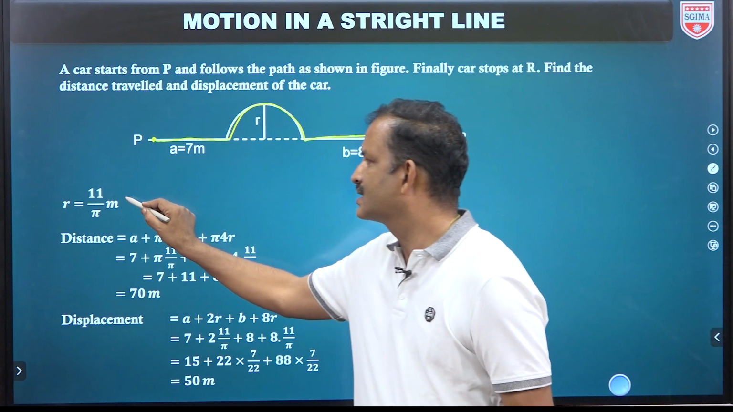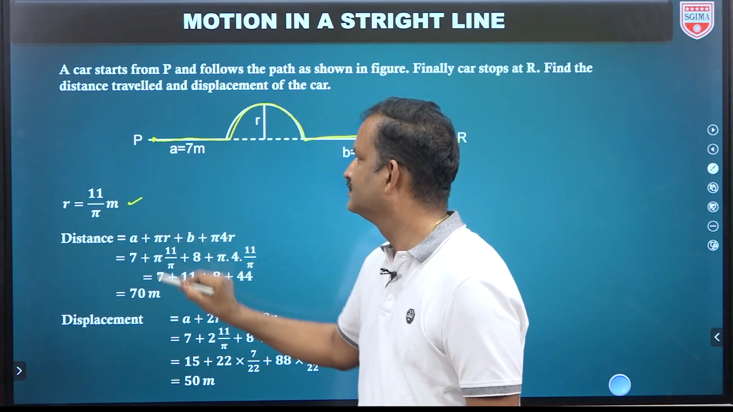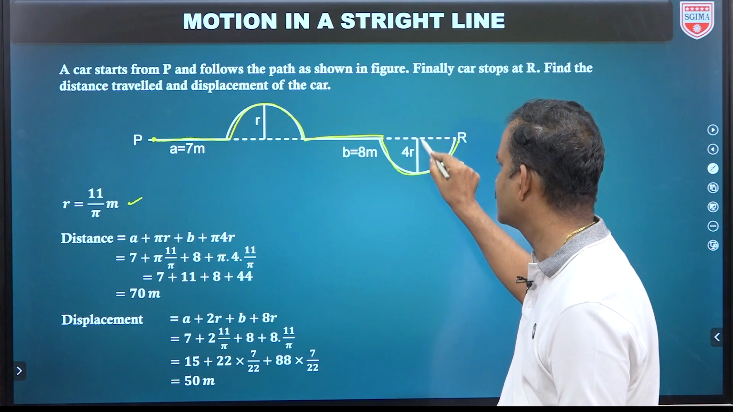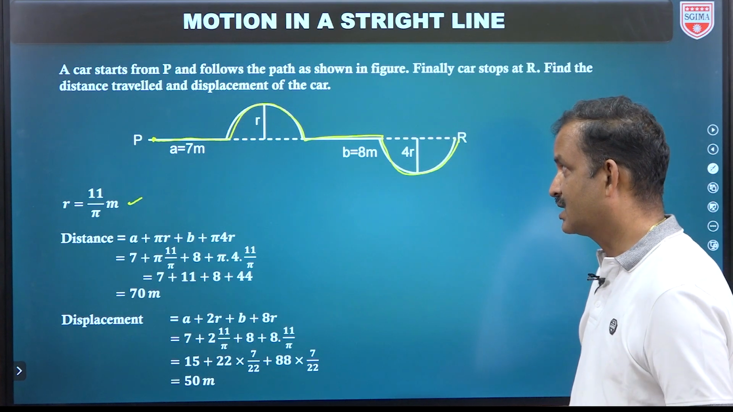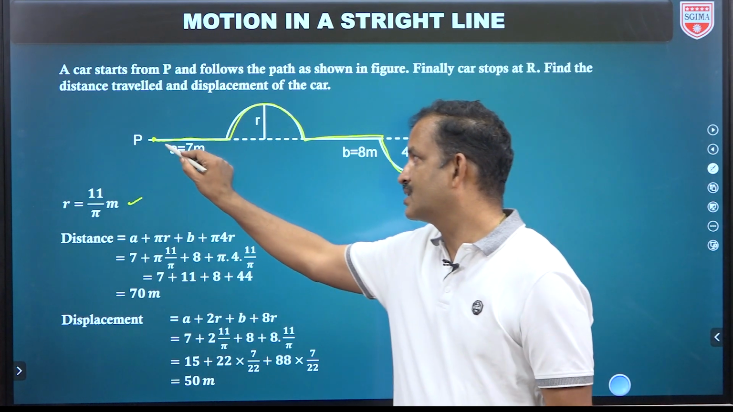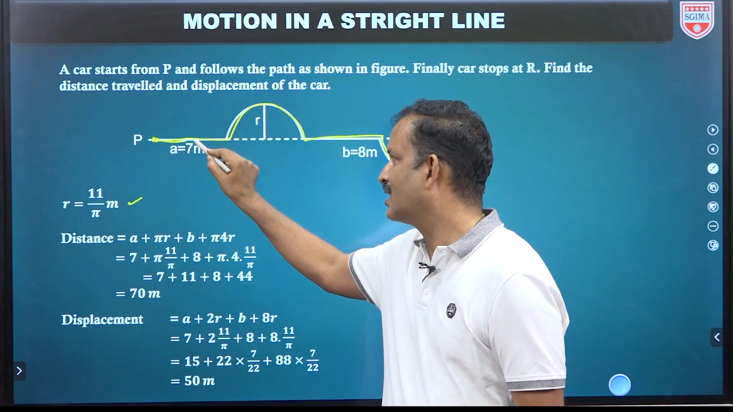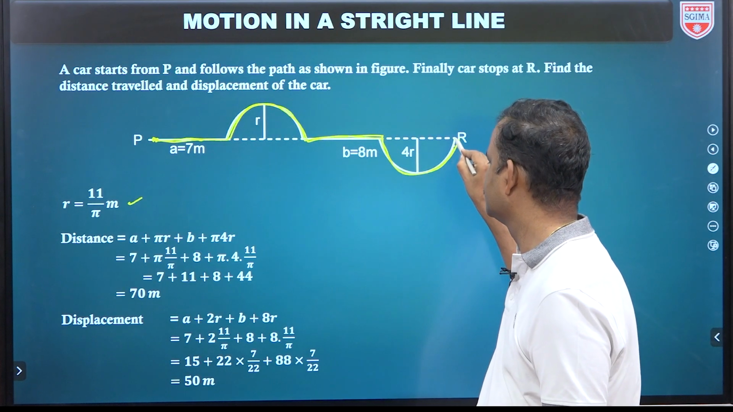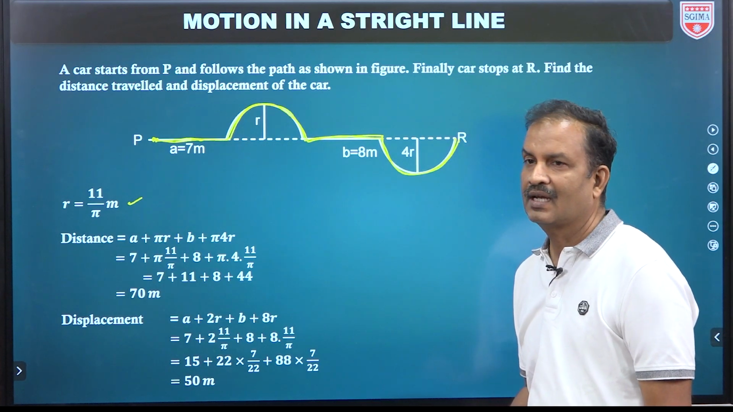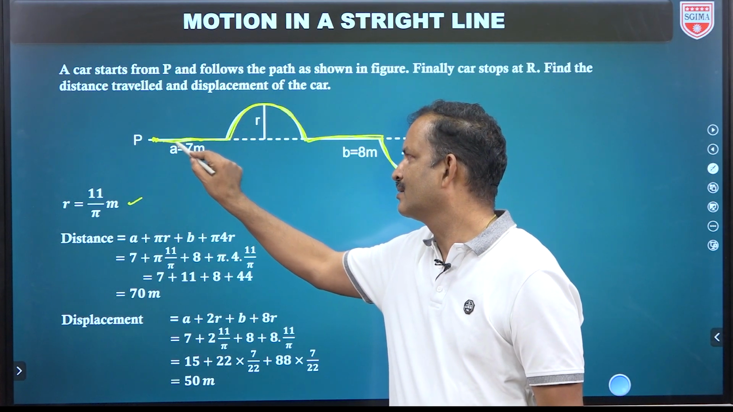Radius. This radius is given as 11 by pi meters. This radius is 4r. This radius is r. Now, distance. Distance means we have to count the length of the path. The length of the path is A.